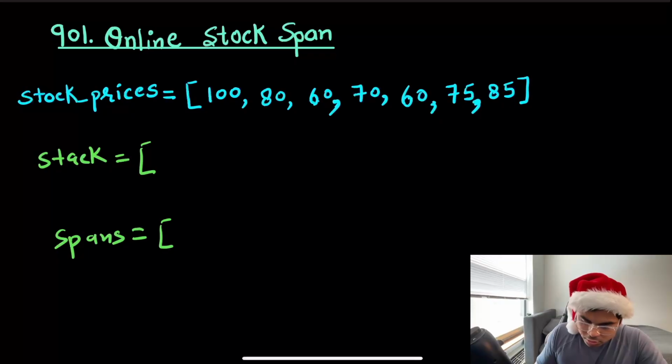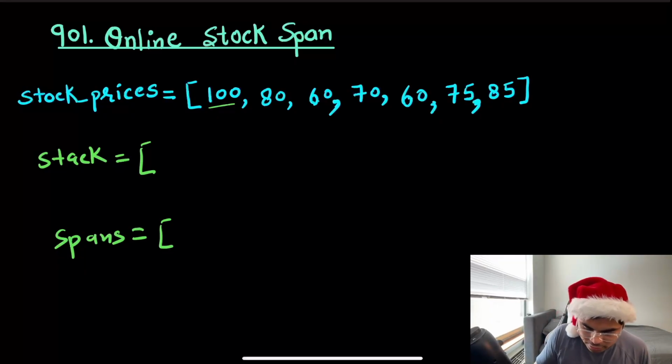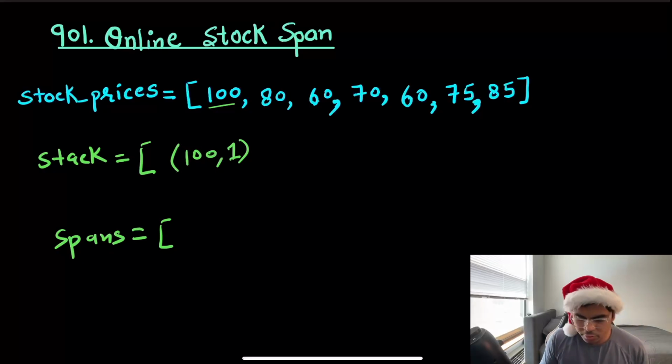Okay, so for 100, how many stock prices before 100 do you see that are less than or equals to? We already done this, so it's 1. So I'm going to store 100, and I'm going to store 1 because that's the number of spans I have seen, including 100 or before this. Then for this, I will be returning the span 1 because that's the answer.